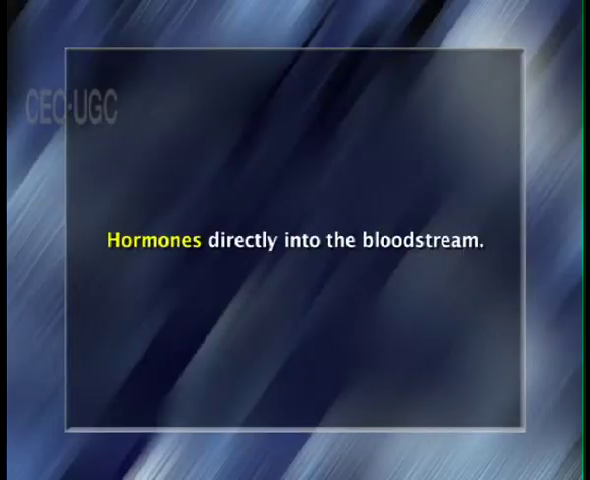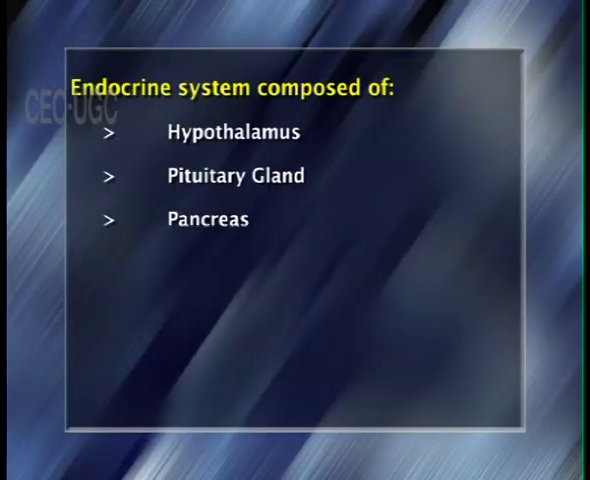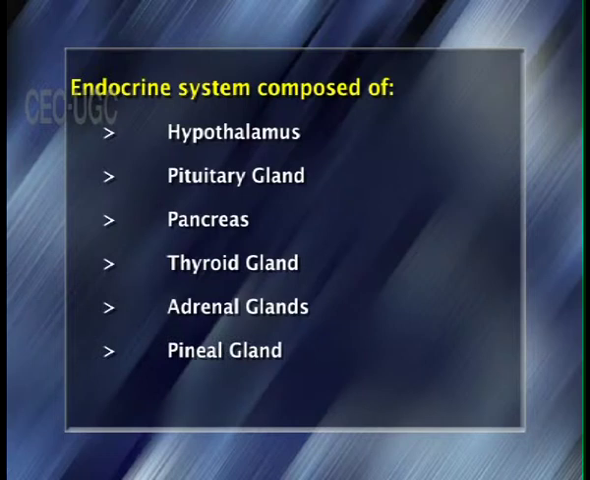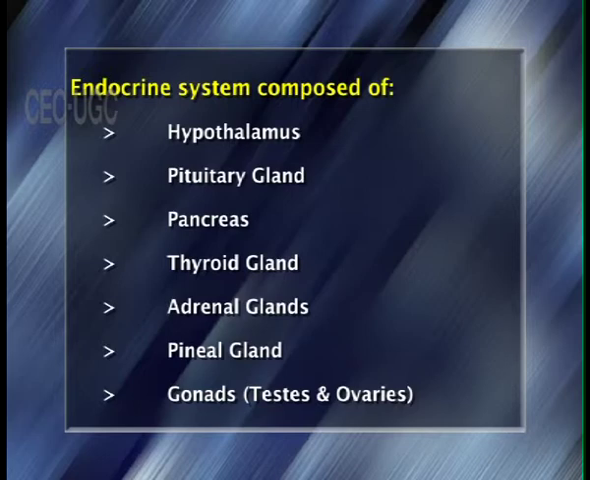Dear students, we may conclude that the endocrine system is made up of a number of ductless glands that pour chemicals called hormones directly into the bloodstream. These chemicals are carried throughout the body, where they affect internal activities and behavior. The endocrine system is mainly composed of the hypothalamus, pituitary gland, pancreas, thyroid gland, adrenal glands, pineal gland, and the gonads, that is testes and ovaries.